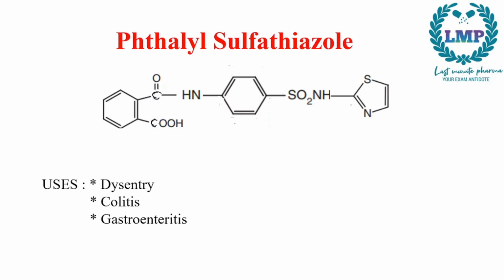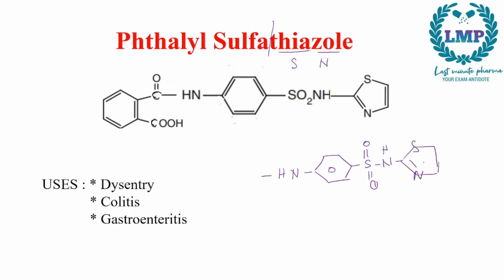Next we have phthalyl sulfathiazole. First we will start with the basic ring structure. That is, we have an NH2 group here, but we'll keep this empty for a reason. Then we'll have an S double bond O, and H group. Attached to this we will have a thiazole ring. Thia means S, azole means N group. So we will have a 5-membered ring. In this we will have a nitrogen and a sulfur. So this is sulfathiazole.